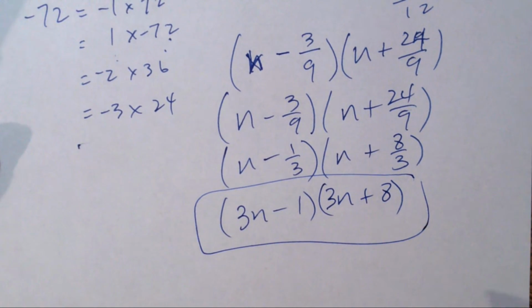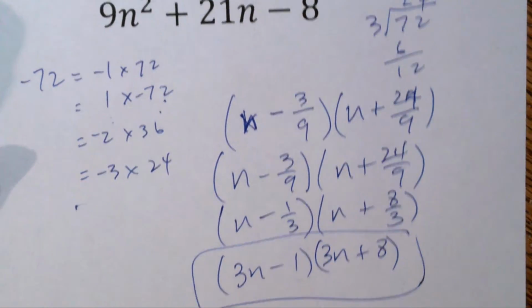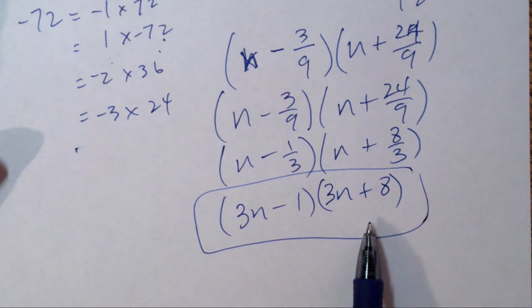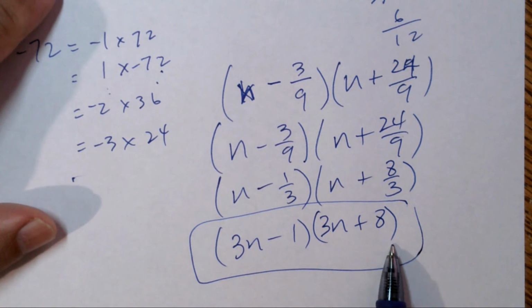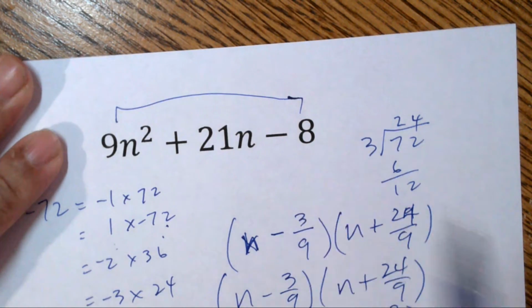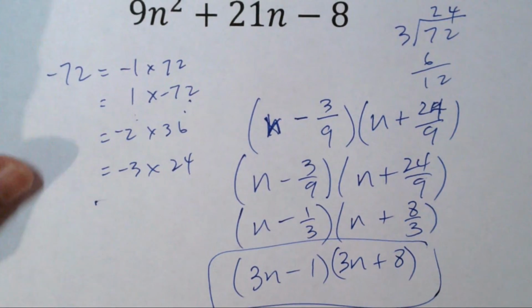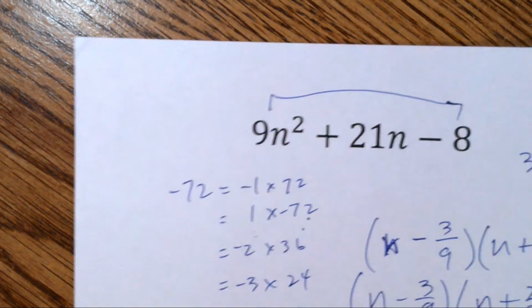If I want to double check, I'm going to kind of double check. So 3n times 3n, that's 9n squared, so that fits. And negative 1 times 8 is negative 8, so that fits, negative 8. Okay, so that's it. That's the answer. Next example.